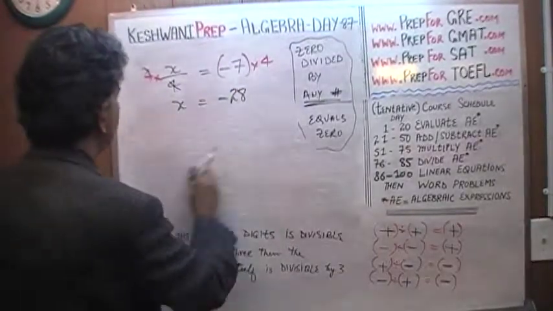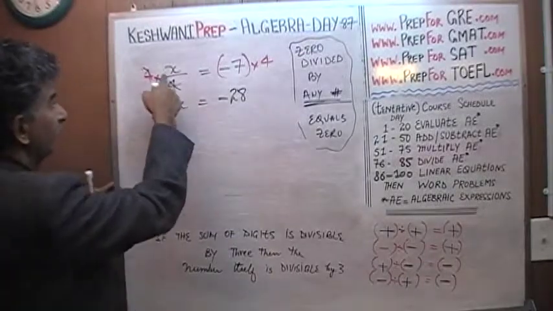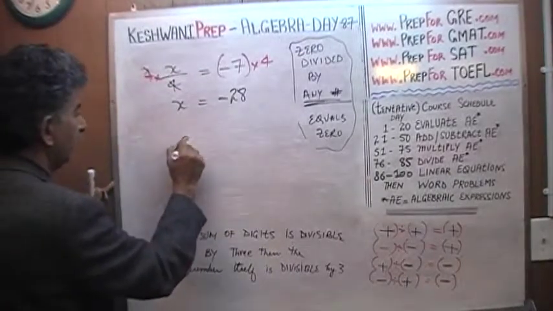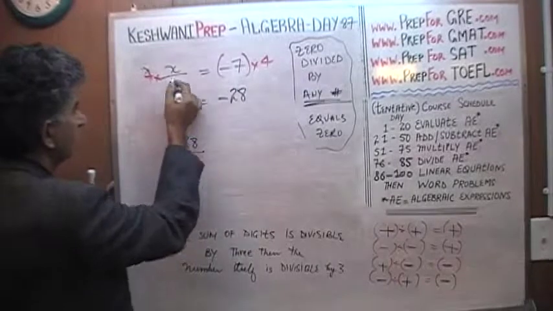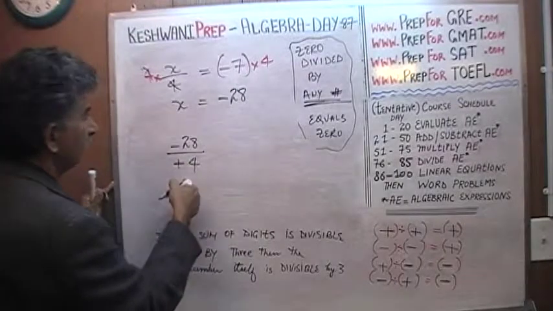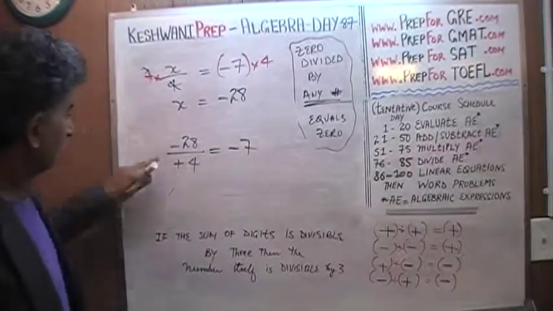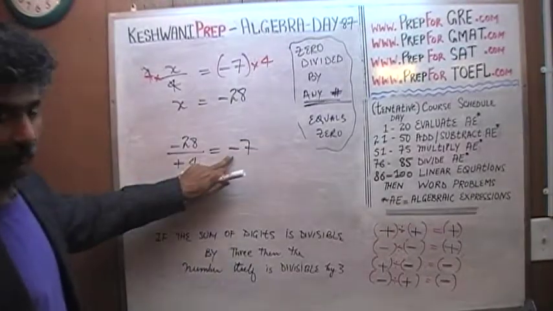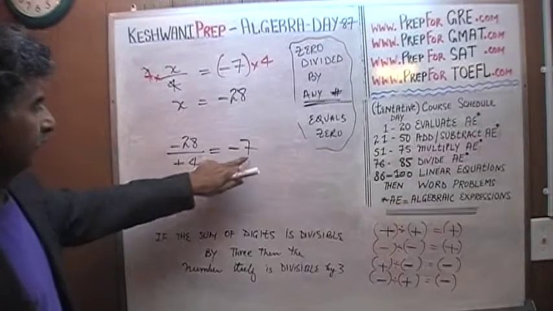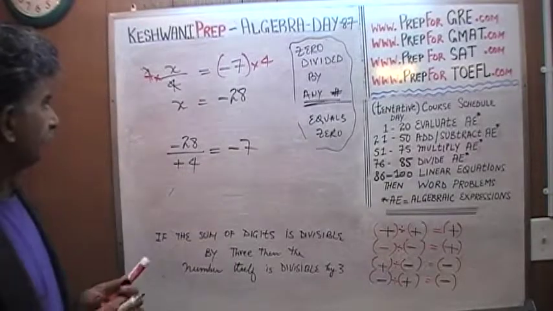Negative 28, which of course makes sense because if x is negative 28, what we're claiming is that negative 28 divided by positive 4 equals negative 7. Which of course is true, because negative divided by positive is negative, and 28 divided by 4 is 7. That's all. Let's do one more.